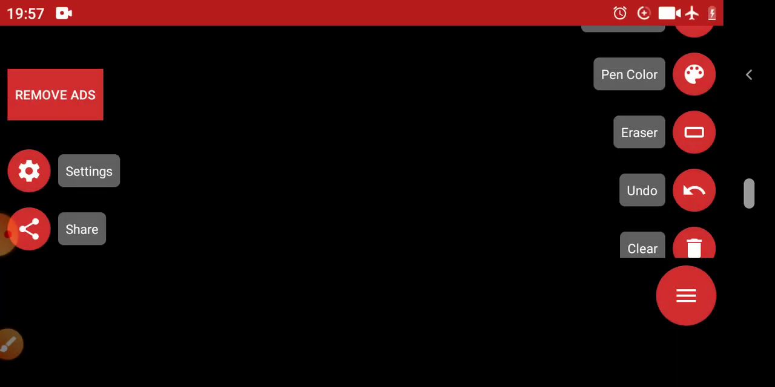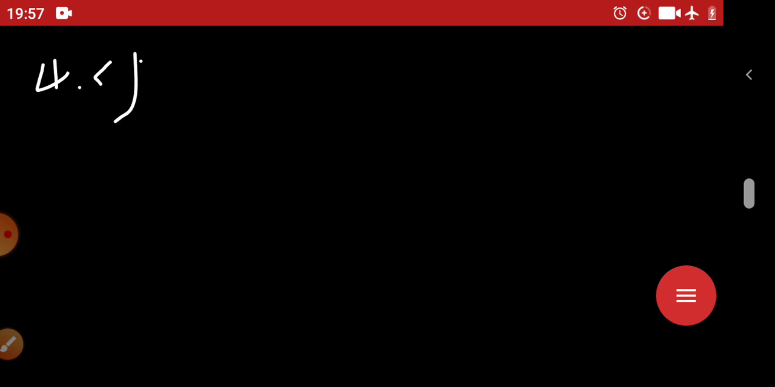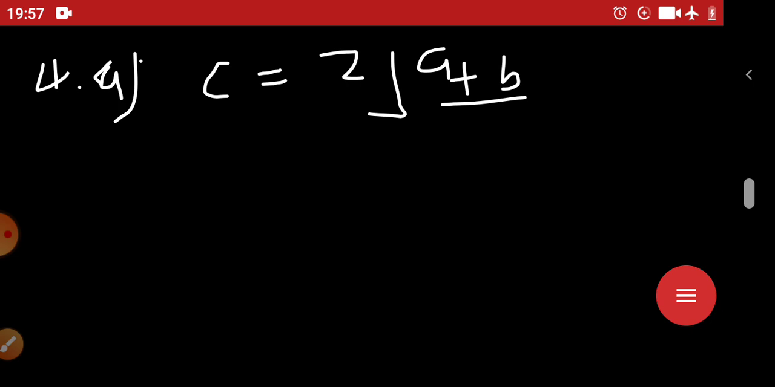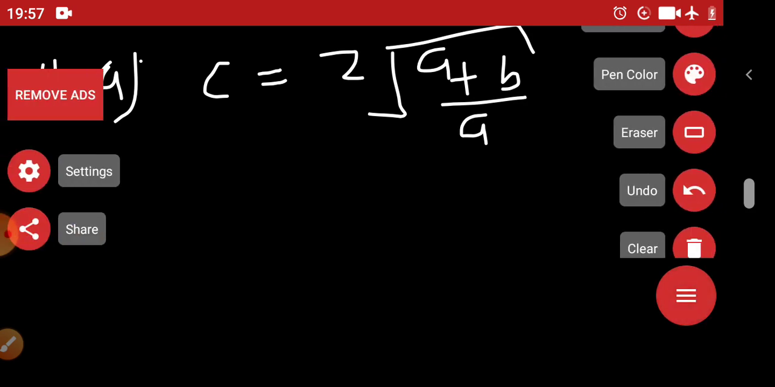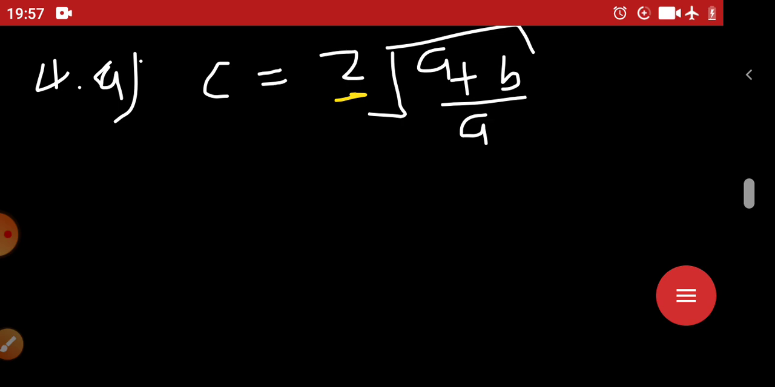So let's go to question 4a. We need to make a the subject of the formula, or transpose a. We have c is equal to 2 times the square root of (a plus b) over a, and you need to make a the subject of the formula. Here, it would be convenient to remove this 2. So how do we do that?